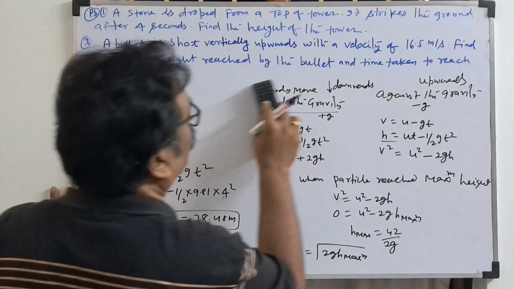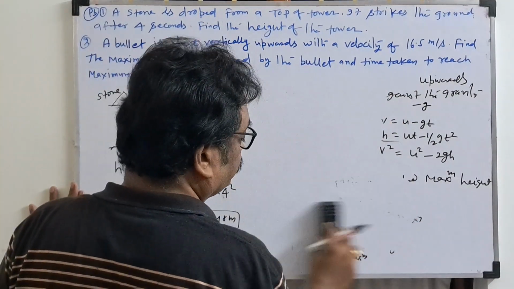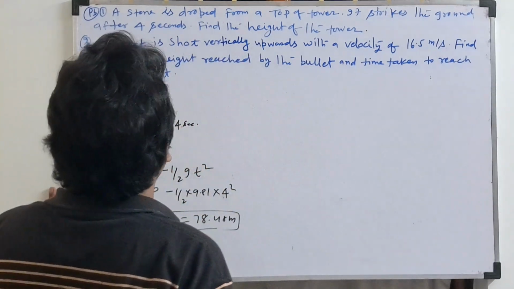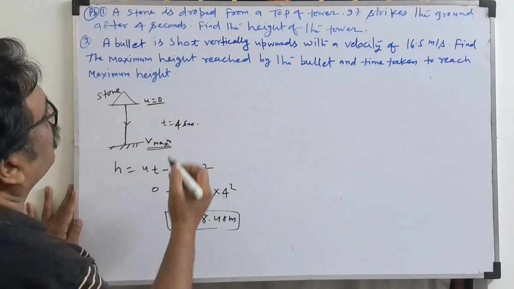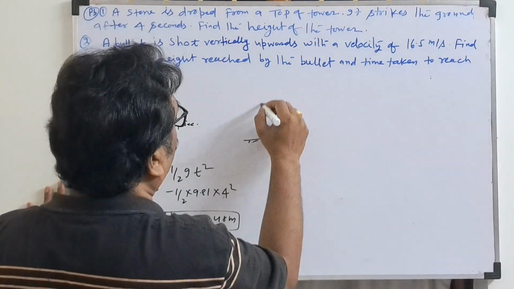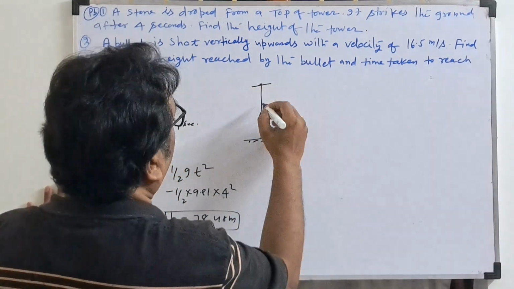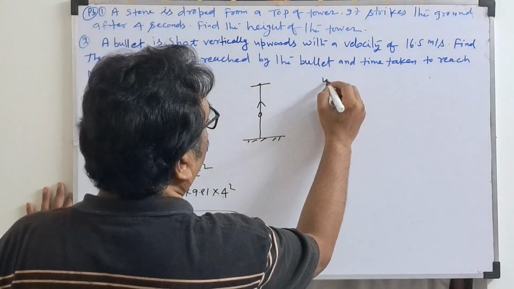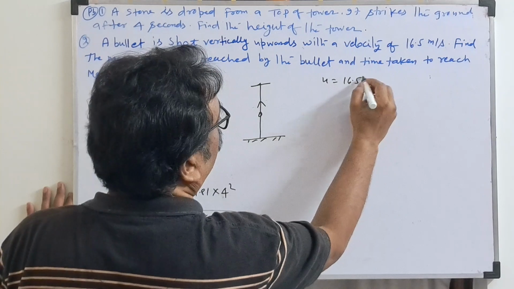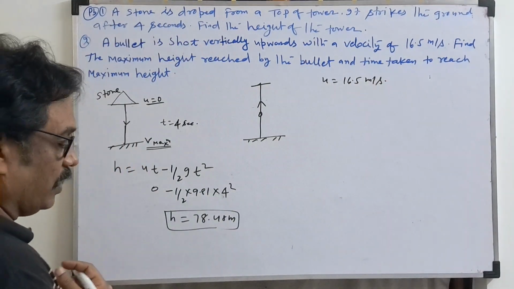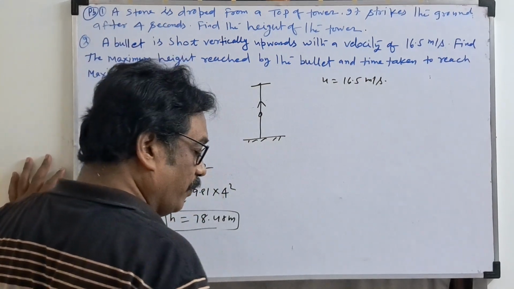What is the second question? Now we'll see the second question. A bullet is shot vertically upward. This is the direction. With a velocity of, so initial velocity will be 16.5 meter per second. Then they are asking to find the maximum height.